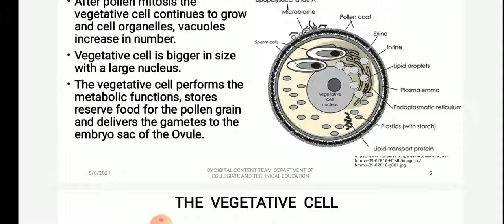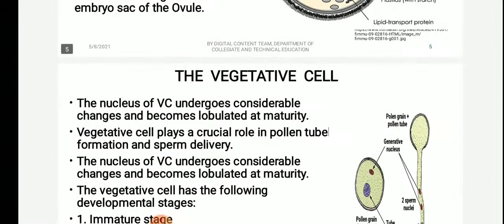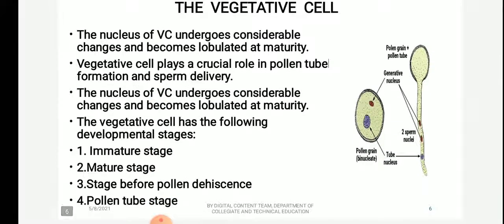Vegetative cell is doing multitasking. It not only protects, it carries the generative cell and the male gametes to the embryo sac, and also it helps in nourishment. It stores reserve food for the developing male gametes. The vegetative cell nucleus undergoes considerable changes and becomes lobed at maturity. Vegetative cell plays a crucial role in pollen tube formation and sperm delivery. It is very important in the pollen tube formation and helping the male gametes to reach the destination.